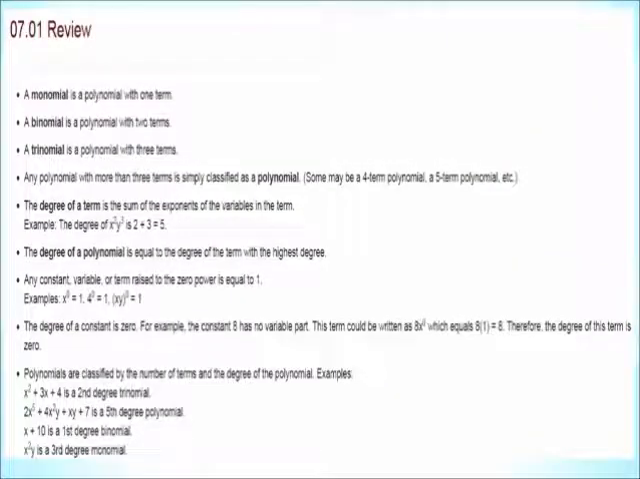Just a quick review of Module 7, or actually 7.01, is looking at polynomials. A monomial is one term, for example, x. A binomial is two terms, example, x plus 2. And a trinomial is three terms, example, x squared plus x plus 1.